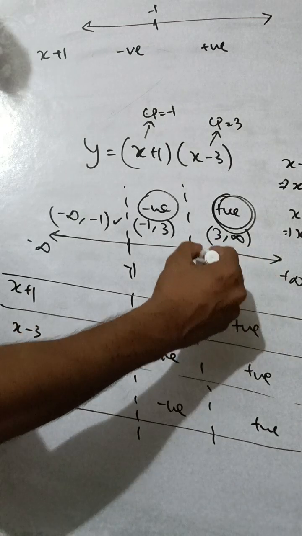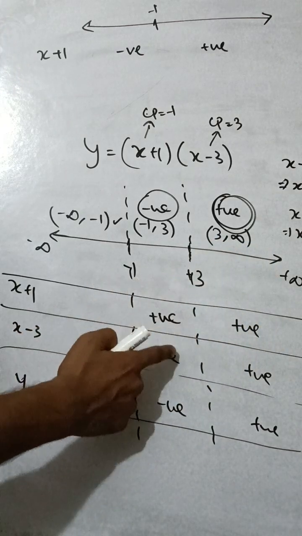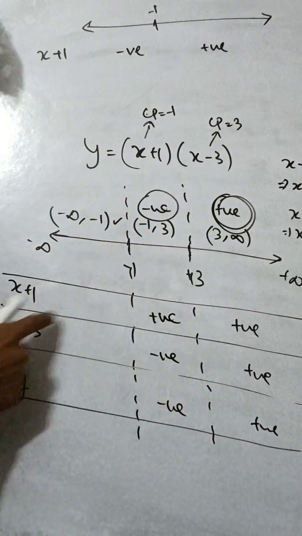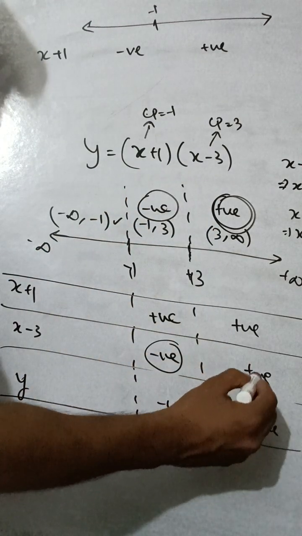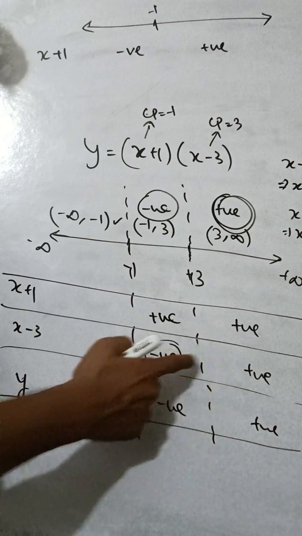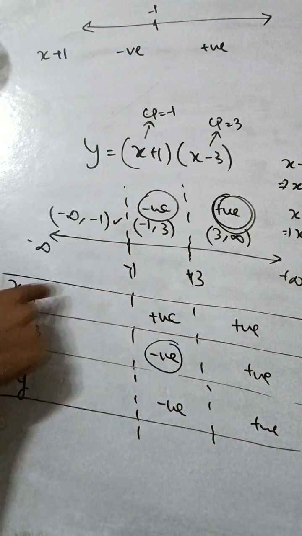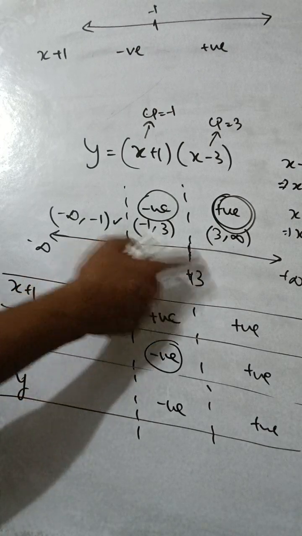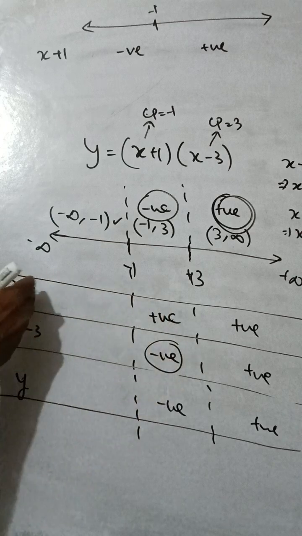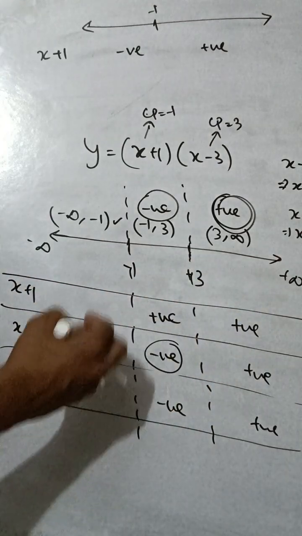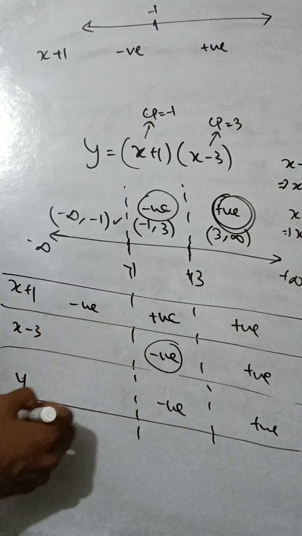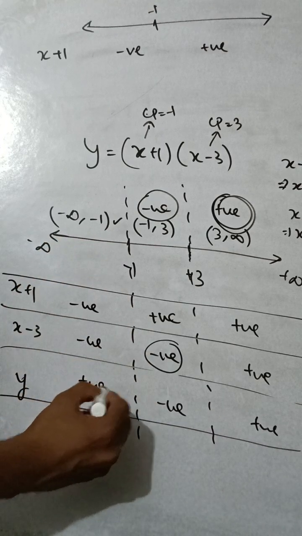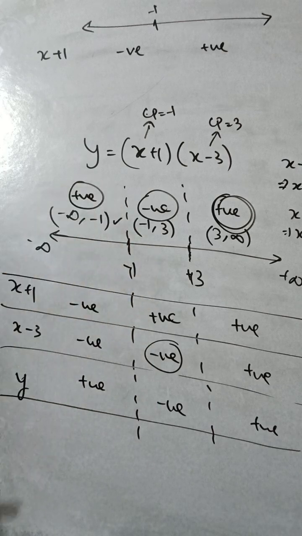Since we are crossing this +3 critical point, we are moving into this region, and +3 belongs to x minus 3. So x minus 3 will change its sign. It was positive first, now it will become negative. But this x plus 1 will still remain positive. Why? Because we are still having values of x which are greater than -1. But here x plus 1 will now be negative, and this will also remain negative. So y will become positive here. So it is again positive here.